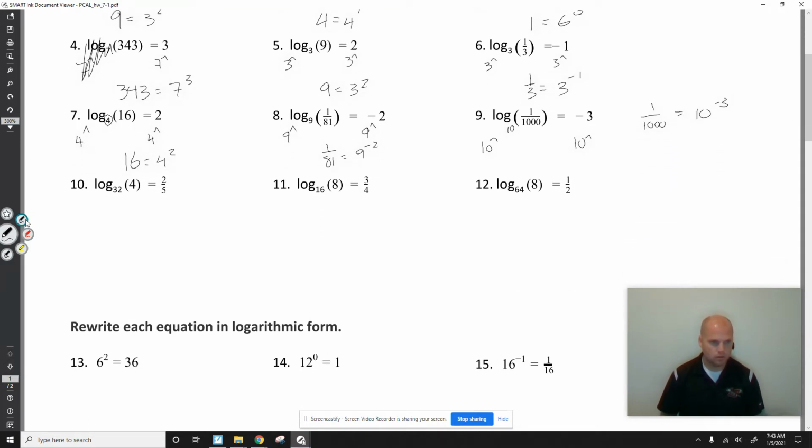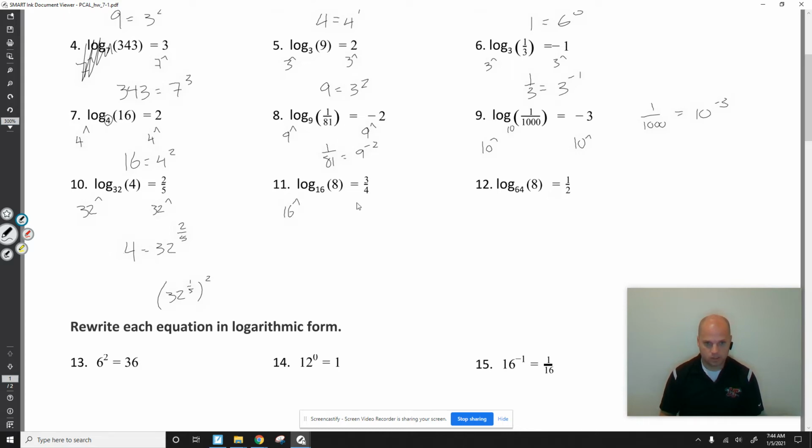A couple more pretty easy ones. 32 to the log base 32 leaves you with a 4. 4 equals 32 to the 2/5. A way to kind of check that, you can rewrite this as 32 to the 1/5 squared, the 5th root, and then 2 to the 5th power is 32. 2, 4, 8, 16, 32. So 2 to the 5th power is 32, and then 2 squared is 4. So 32 to the 2/5 is 4. This is true.